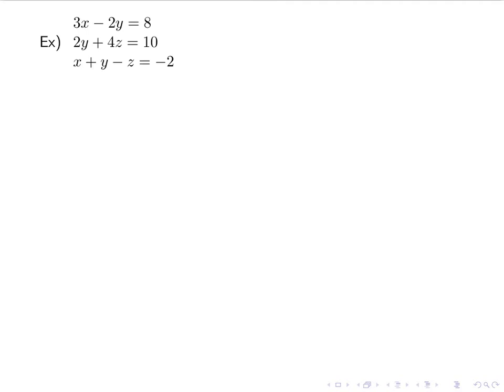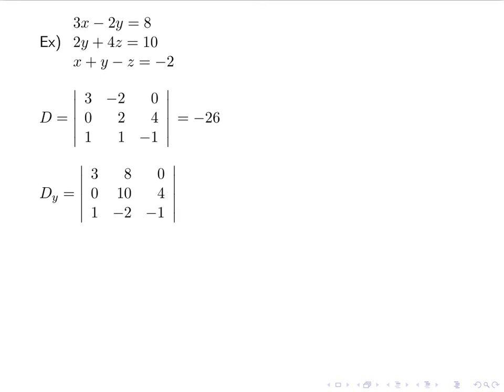So let's look at another one. 3x minus 2y equals 8, 2y plus 4z equals 10, and x plus y minus z equals negative 2. So D is, again, the determinant of the matrix with the coefficients on the left-hand side. So in the x column, we have 3, 0, 1. In the y column, we have negative 2, 2, 1. And in the z column, we have 0, 4, negative 1. If we do out the determinant, we should be getting negative 26.